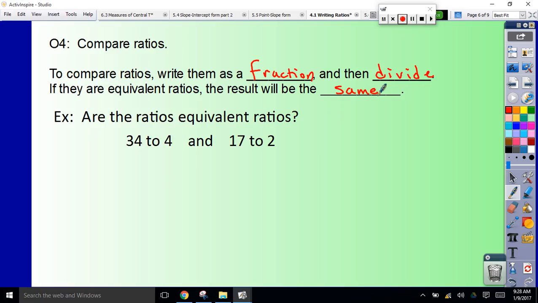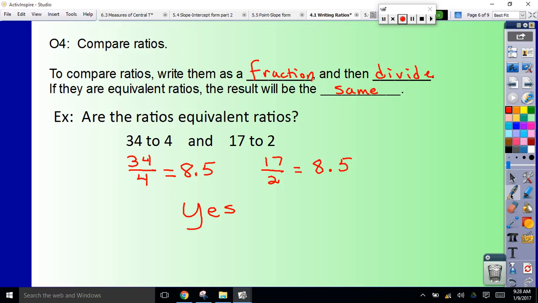So when I do 34 divided by 4, I get 8.5. And you can do that on your calculator. You don't have to do it in your head, although this one is fairly easy to do in your head. 17 divided by 2 is also 8.5. So these are equivalent ratios because they're exactly the same when I divide them through. So yes, they are equivalent. Make sure you write down what I did so that whenever this appears on your homework or appears on your warm-up tomorrow, you have an example to look back at.